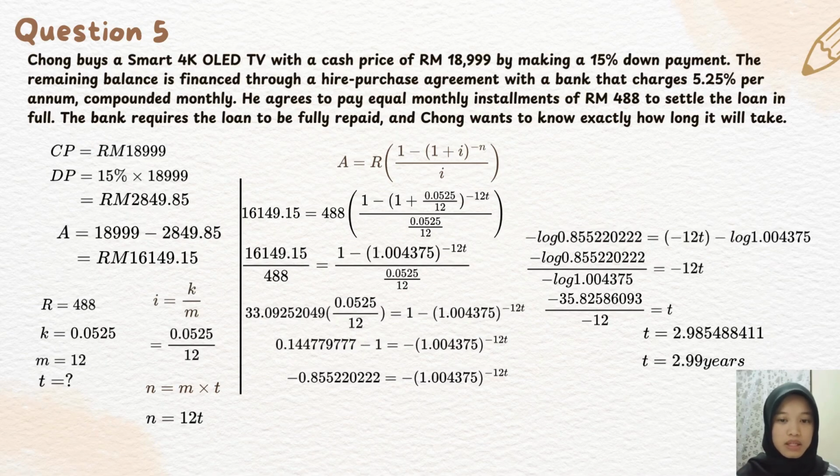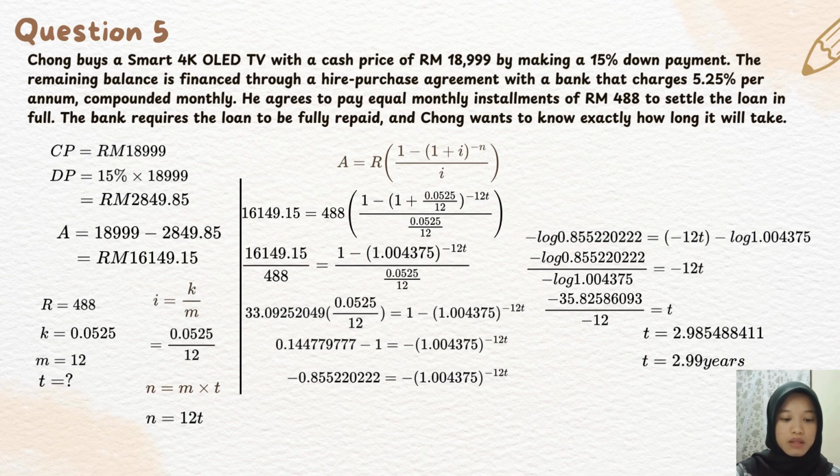R equals 488 ringgit. K equals 0.0525. M equals 12. I equals 0.0525 divided by 12. N equals 12t. A equals R in brackets 1 minus (1 plus I) to the power of negative n, divided by I. And we substitute all the information into the formula. 16,149 ringgit and 15 cents equals 488 ringgit times (1 minus (1 plus 0.0525 divided by 12) to the power of negative 12t) divided by 0.0525 divided by 12.